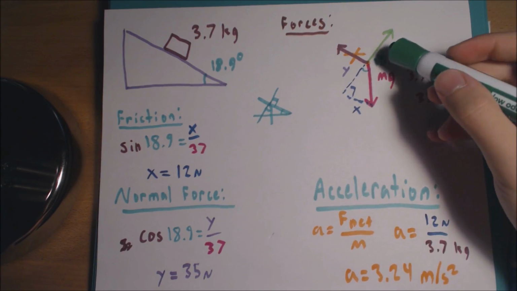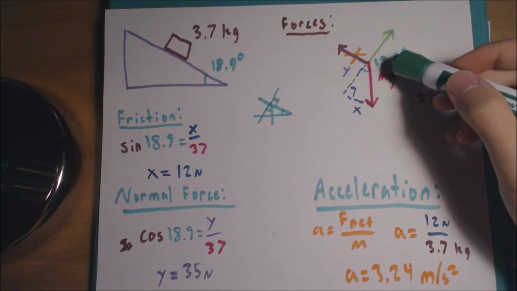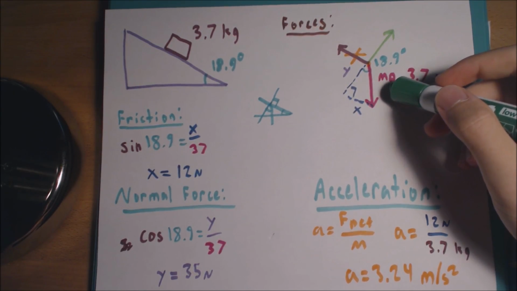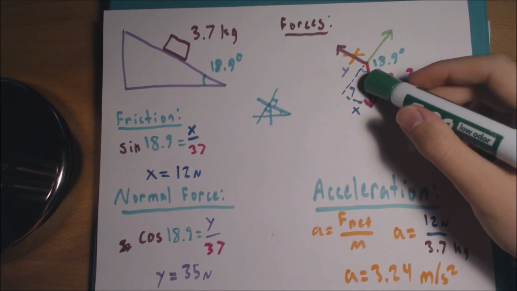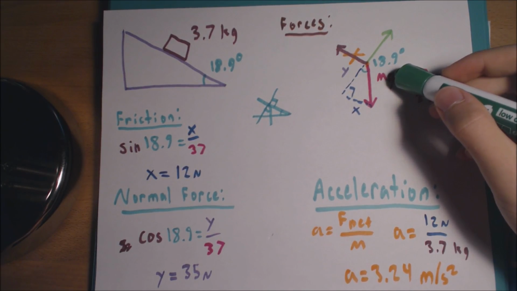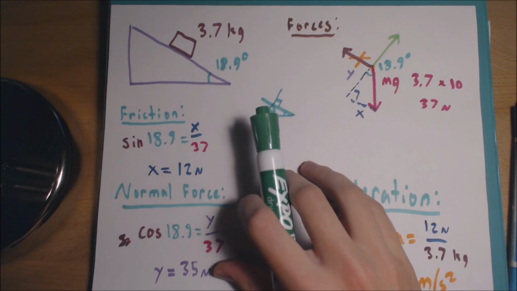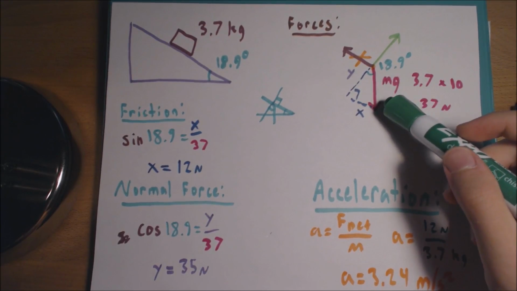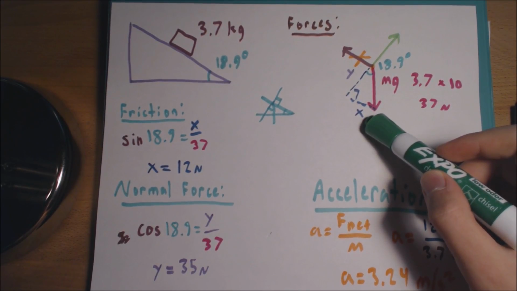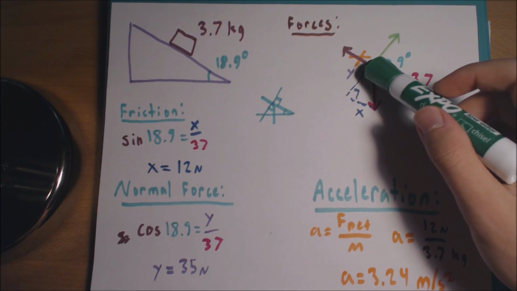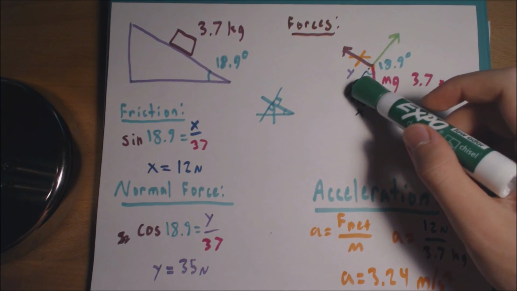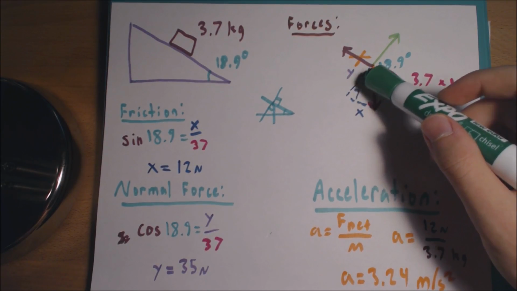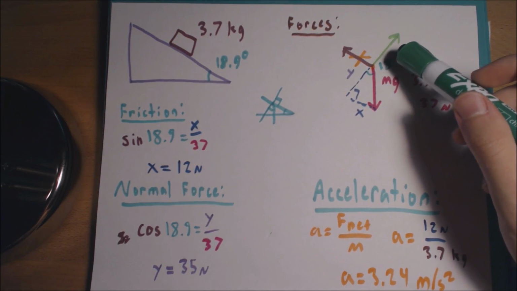So to calculate our normal force and our friction, we're going to draw a little triangle in here, and our hypotenuse is going to be mg, and we also know that this angle is going to be 18.9 degrees because of the geometry of this triangle. We're going to label this side as x, and x is going to be the same as our friction on the block, and we're going to label this side as y, and y is going to be the same as the normal force on the block.